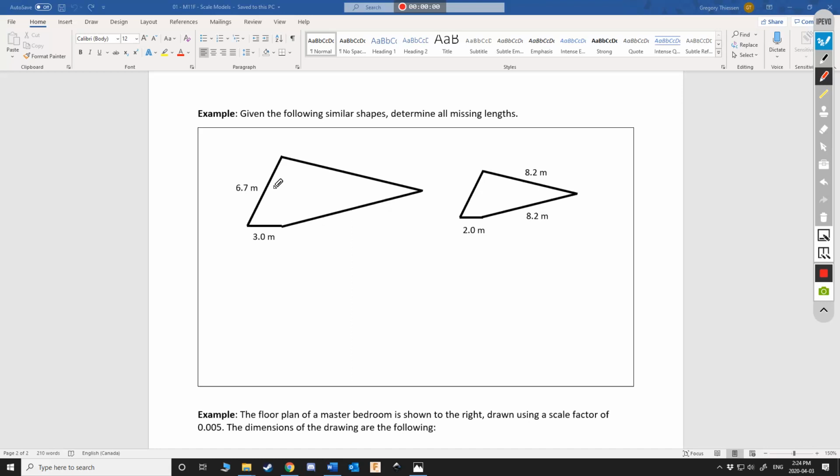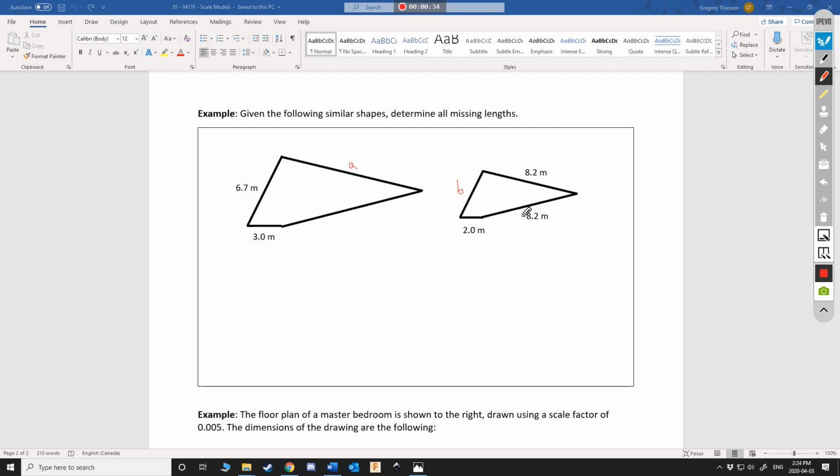Okay, so here is our second example for this topic. We have two similar shapes, a bigger four-sided object and a smaller four-sided object. For them to be similar, what that tells us is each length has a matching length. It's just either scaled down or up. So for example, this 6.7 corresponds to this length of the smaller shape. This 8.2 corresponds to this length of the bigger shape.